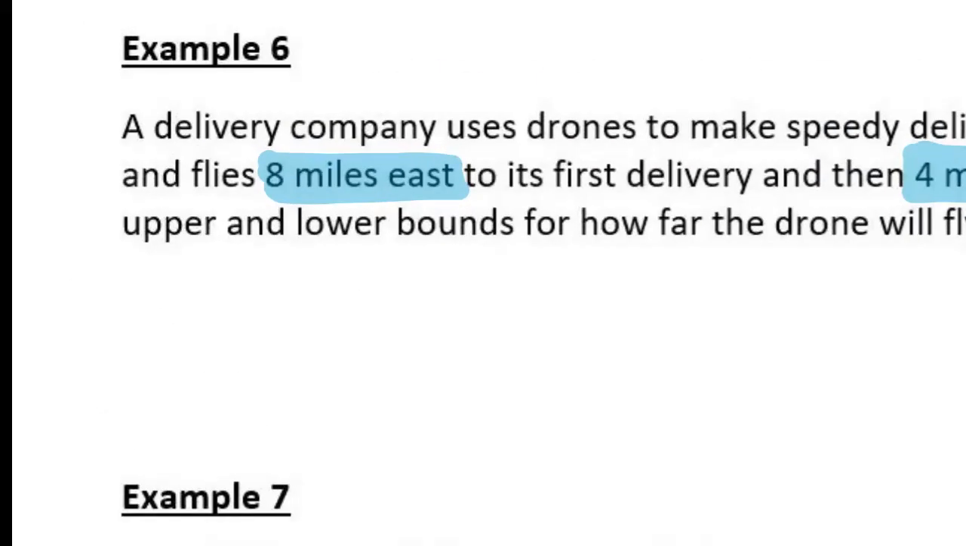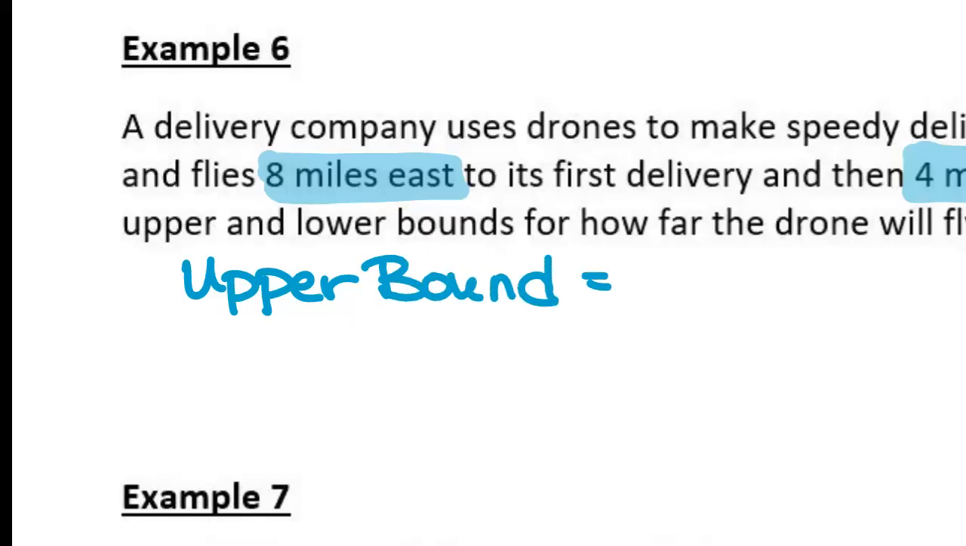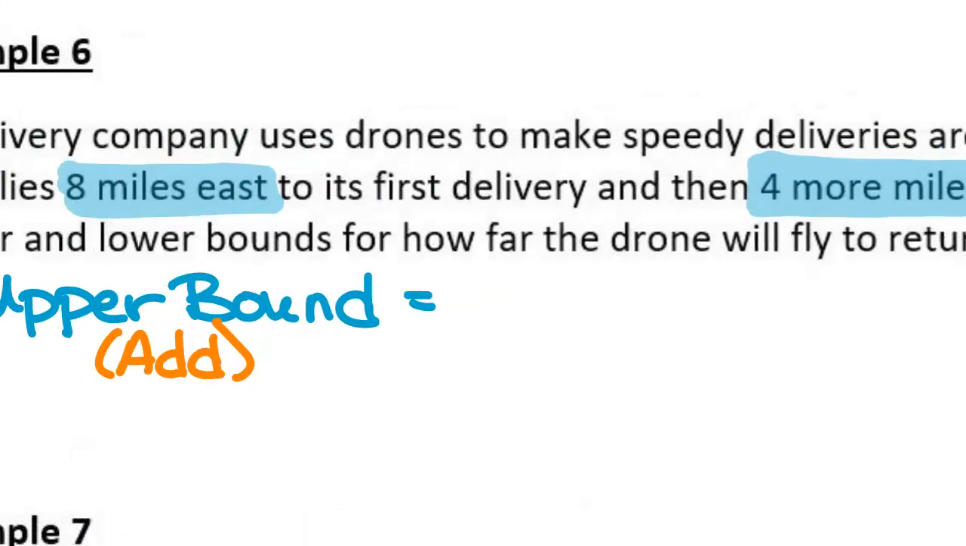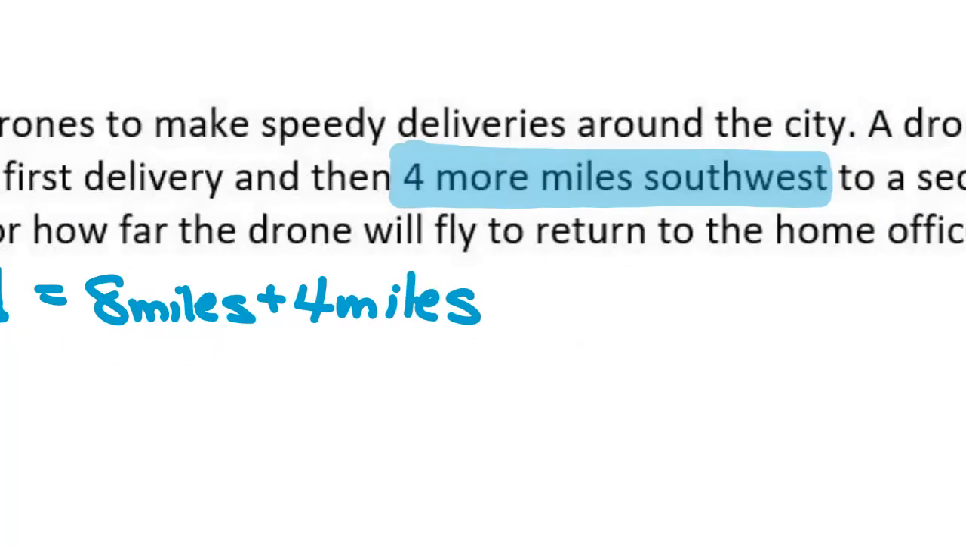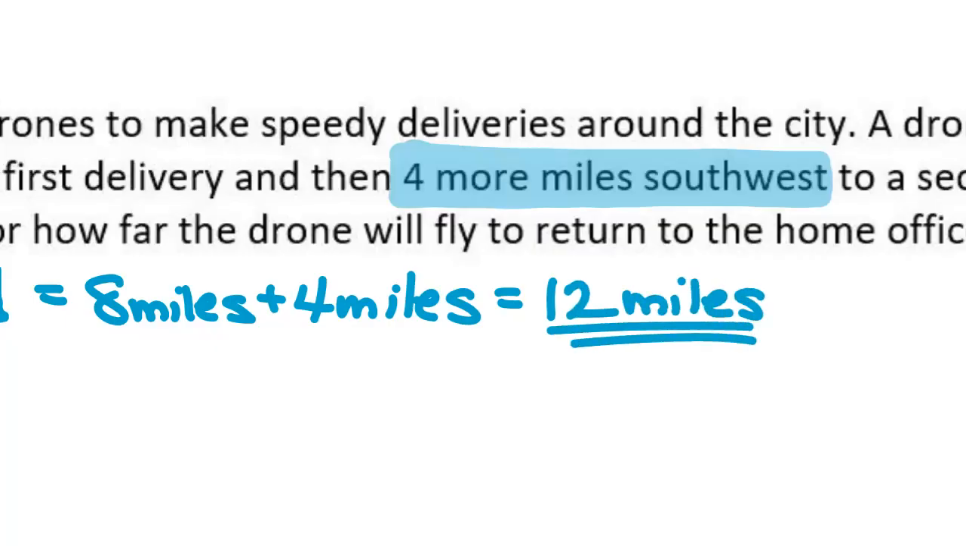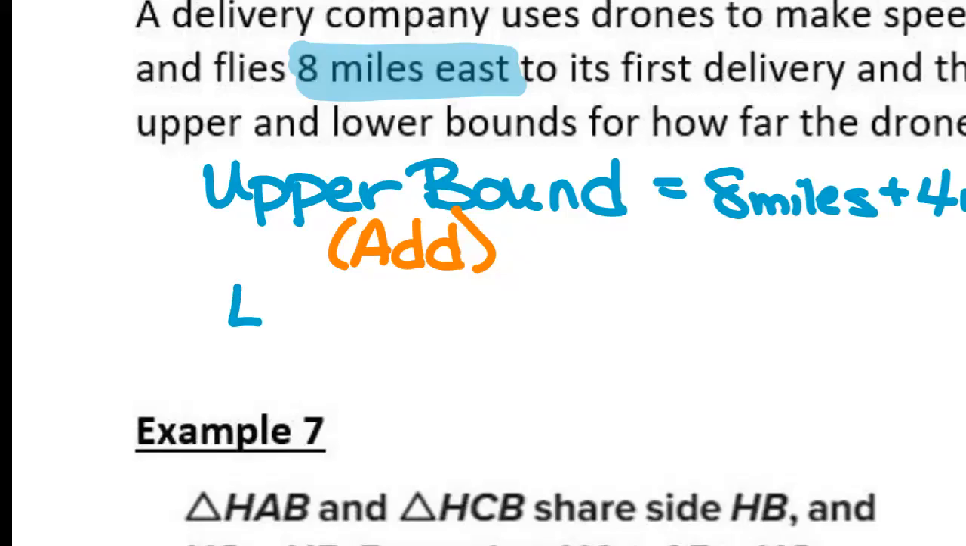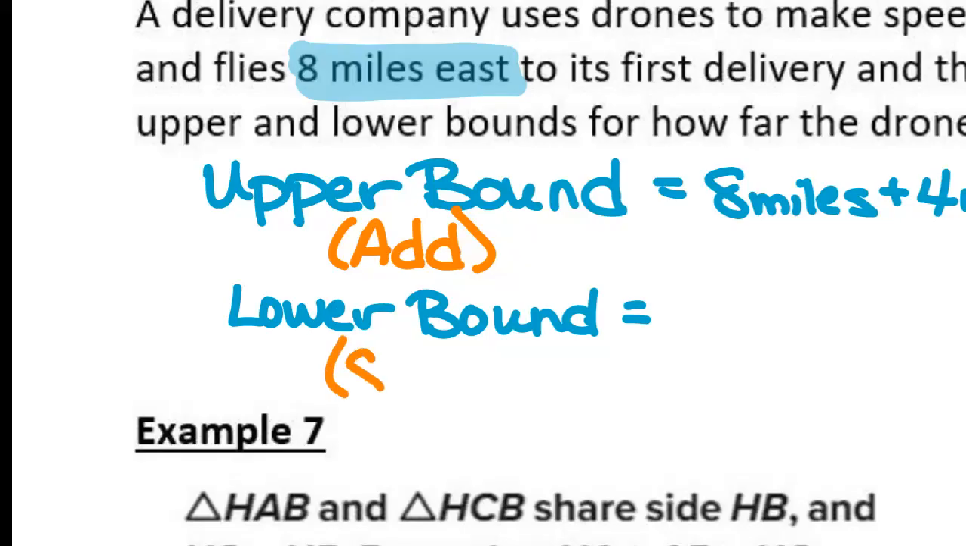So let's do the upper bound first. What would the upper bound be? 8 plus 4. And what is 8 plus 4? 12. So my upper bound is 12 miles. What would the lower bound be? 8 minus 4. What do I get when I do 8 minus 4? 4.